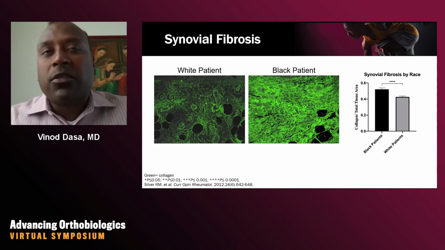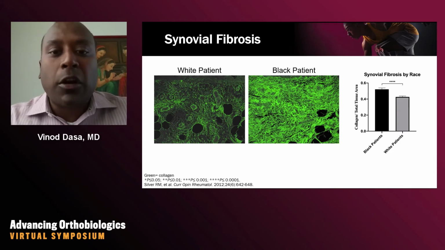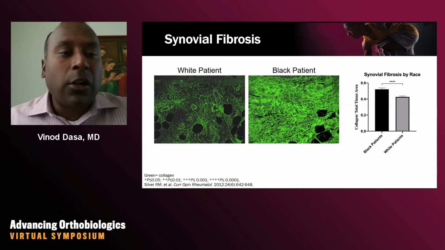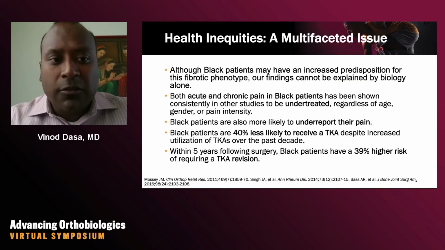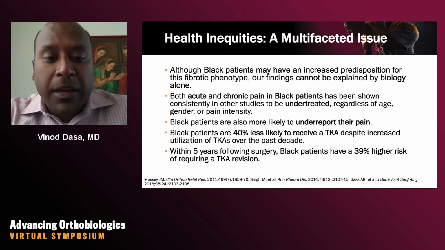What are the environmental drivers? Maybe it's nutrition, maybe it's access to care, maybe it's a number of variables that we have to do a deeper dive into. But what we're seeing is these social determinants of health are actually impacting our patients biologically, which is then impacting their outcomes following more complex surgeries, such as knee replacement. So both acute and chronic pain in Black patients has been shown to consistently be different and undertreated in our non-white patients compared to our white patients. They're also more likely to underreport their pain.